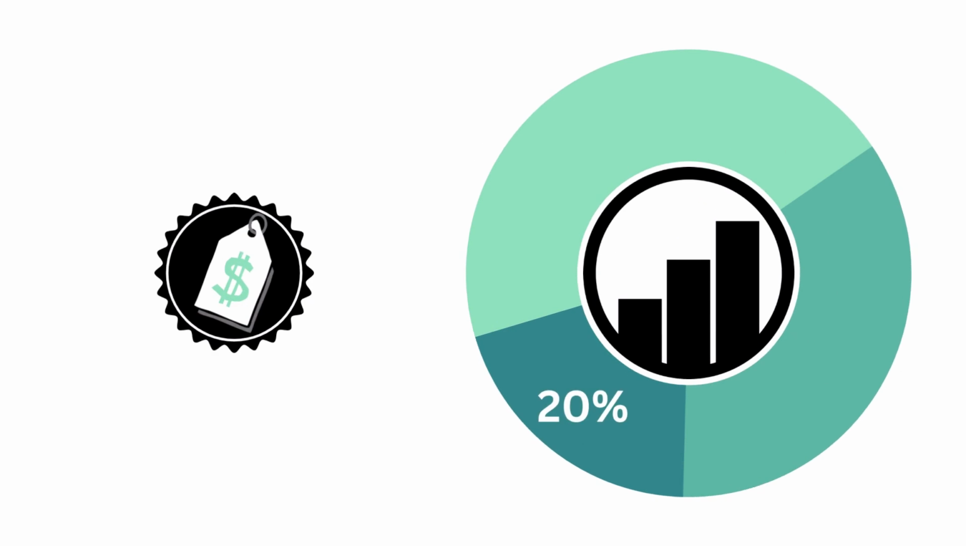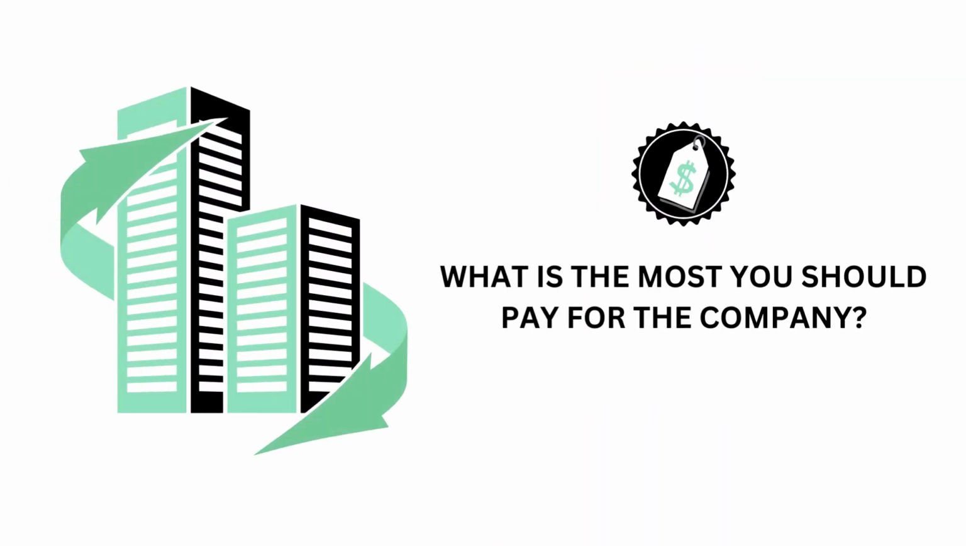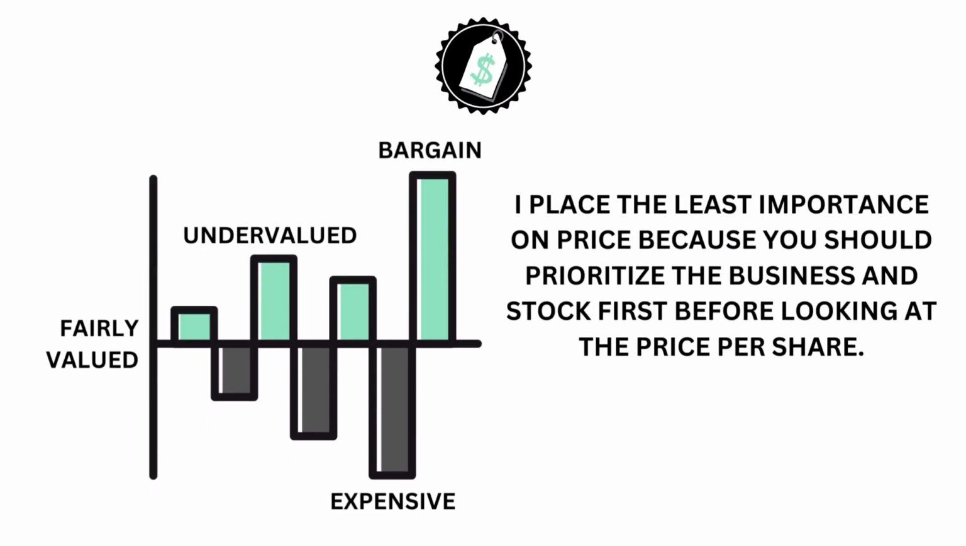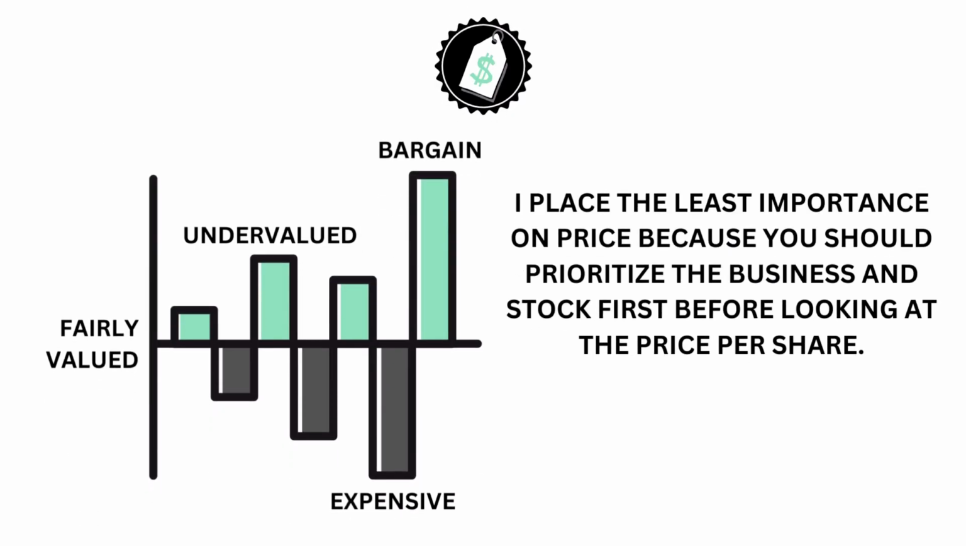Let's then look at the price. The price factor accounts for 20% of the analysis. The price asks the question, what is the most you should pay for the company? I place the least importance on price because you should prioritize the business and stock before looking at the price per share. The price will tell us when to invest, but not why you should invest.